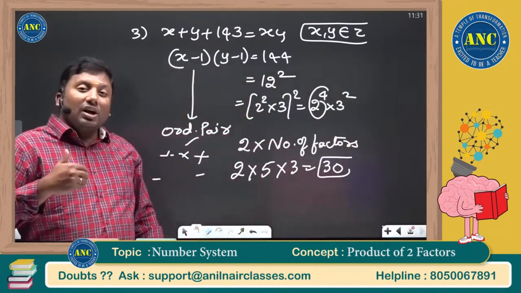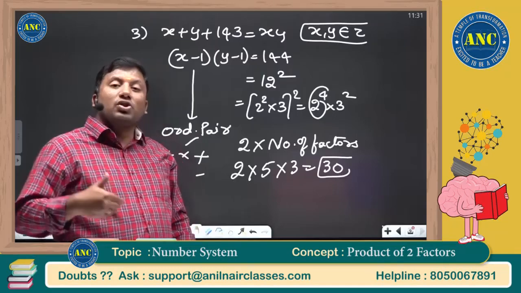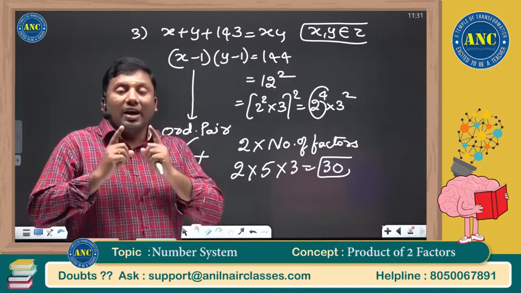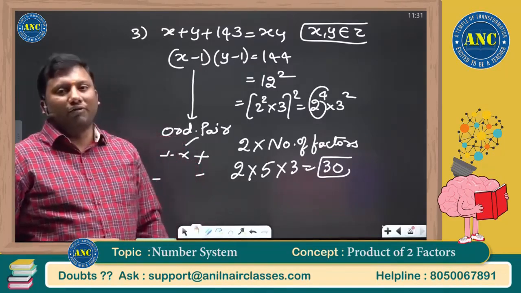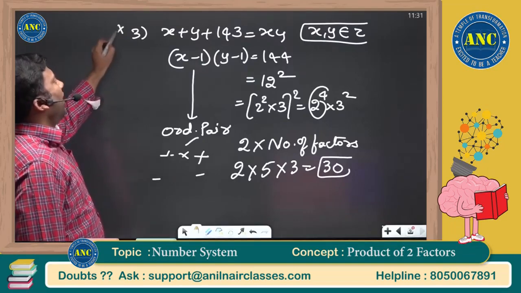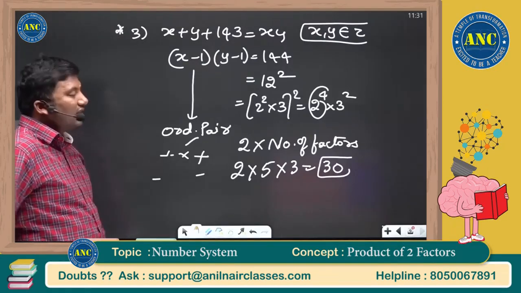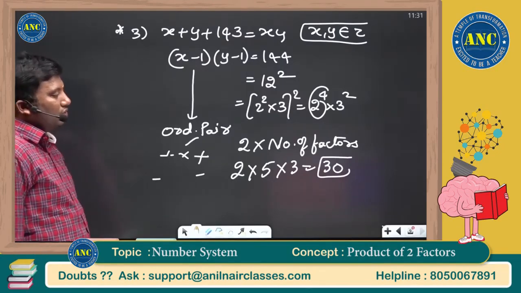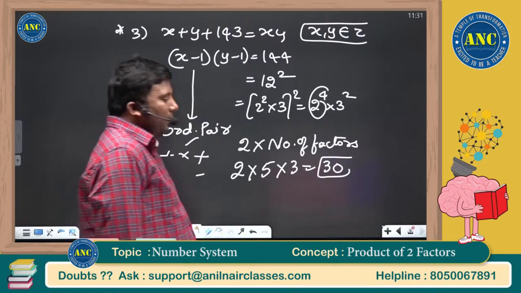In CAT, a lot of pattern-based questions will come in the logic. If the degree of the equation is 2, write the equation as a product of 2 factors. I hope the third question is crystal clear to you. The answer for this question is 2 into 5 into 3, 30. Third question, I hope it is clear.